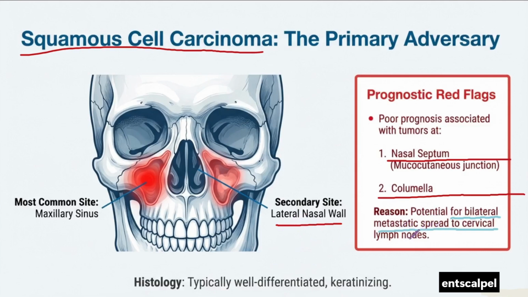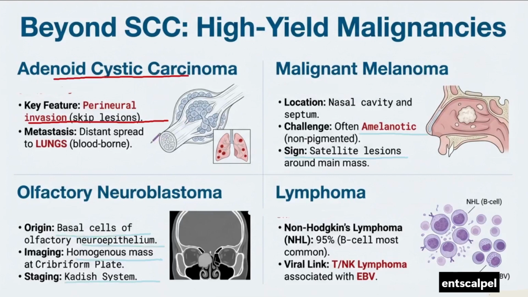Then there's adenoid cystic carcinoma. The notes mention a sort of superpower for this one called perineural invasion. What is that? It means it doesn't just grow like a ball of tissue. It uses your nerves as a highway. It wraps around the nerve sheath and just travels along it, often spreading far, far away from the main tumor site. That sounds like a nightmare for a surgeon. You think you've cut it all out, but it's already halfway down the nerve. Exactly. It makes getting clear margins incredibly difficult.